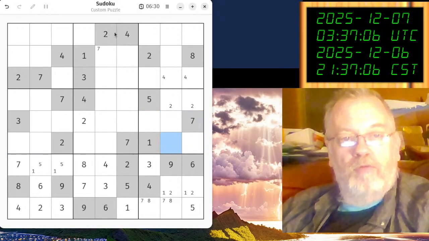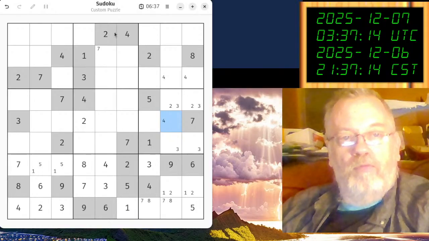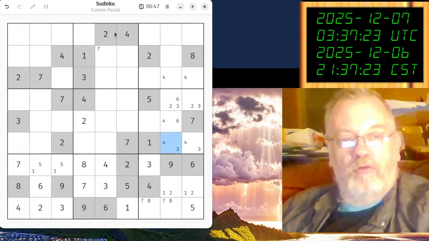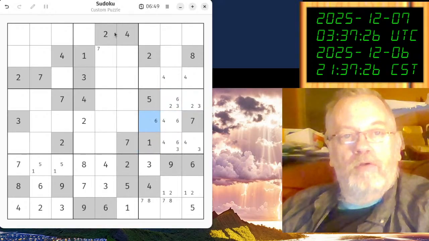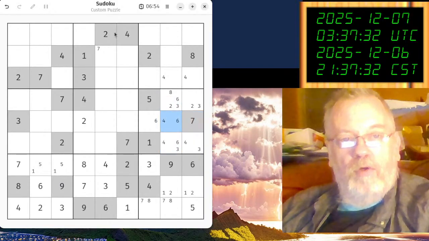What can we do with 3s now? It looks like I've got 4 possible places in here for 3. How about 4s? It looks like 3 possible places for 4. 5s, I got a 5 here. 6s, looks like I've got 4 possible places for a 6. 7, 4 possible places for an 8. And how about 9s? It looks like I've got 3 possible places for a 9 in this square.